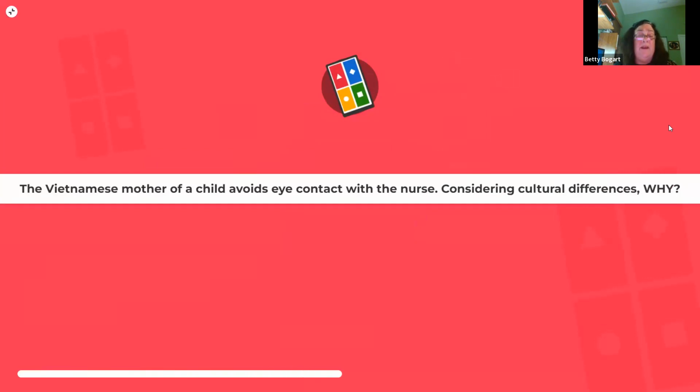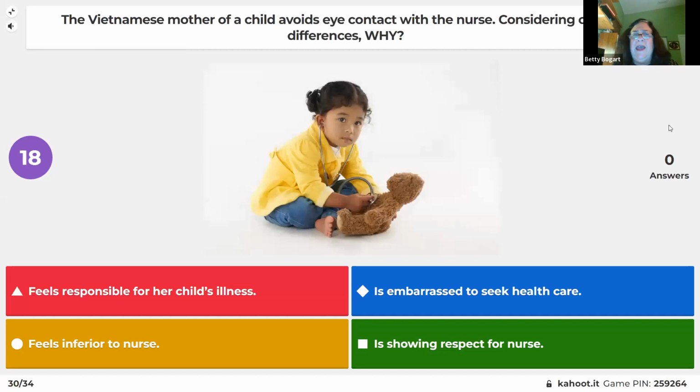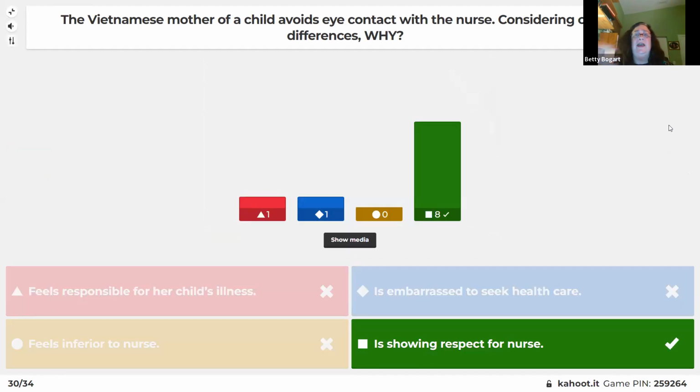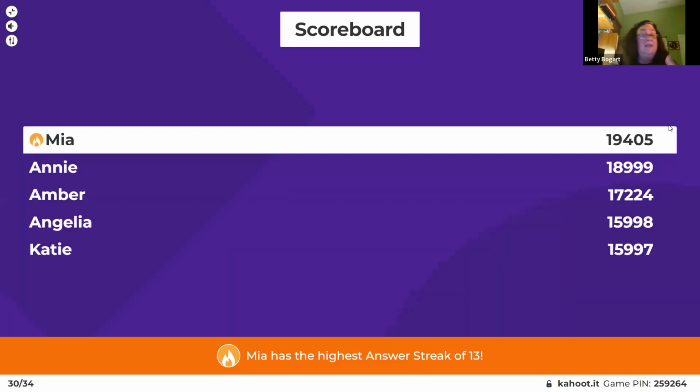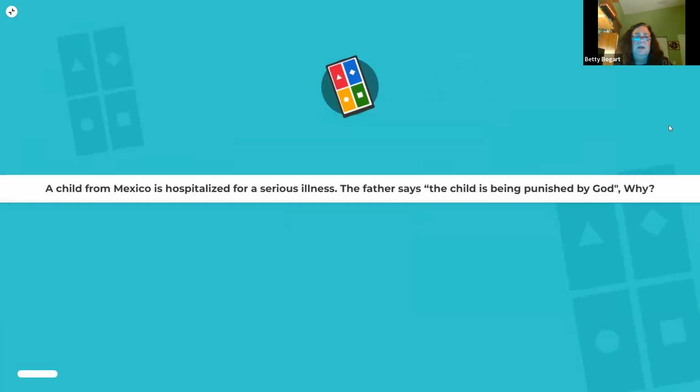The Vietnamese mother of a child avoids eye contact with a nurse, considering cultural differences. Why is she doing that? Why isn't she looking at you? These are some of those little things with culture that you need to understand, maybe why she's doing that, and ask. And it's showing respect. It's part of their culture. It's not that she doesn't want to look at you or feels littler than you. It's just respect.